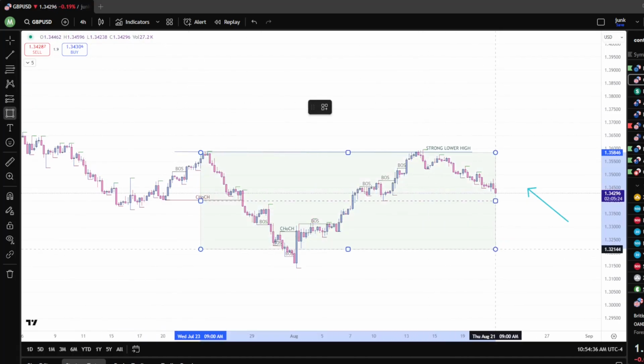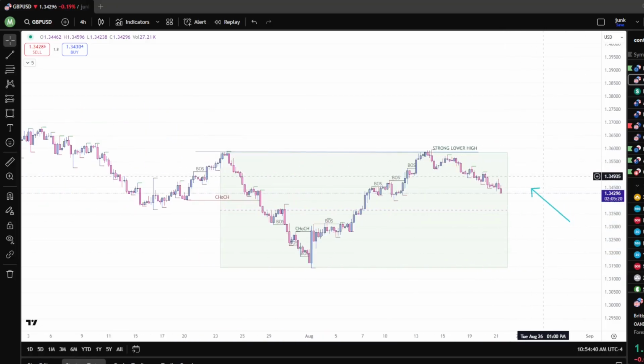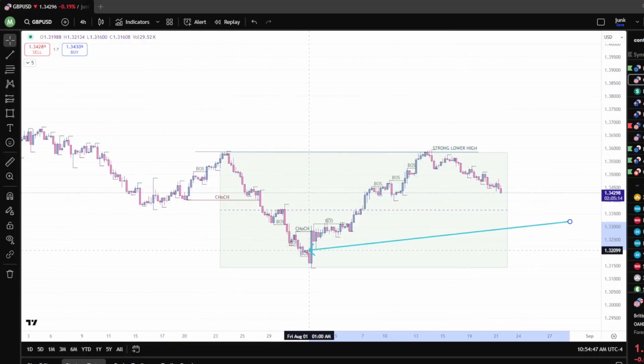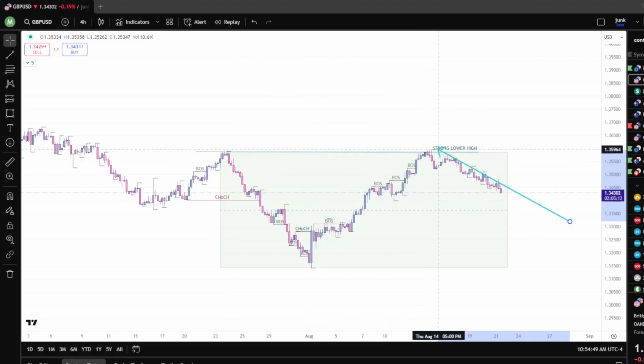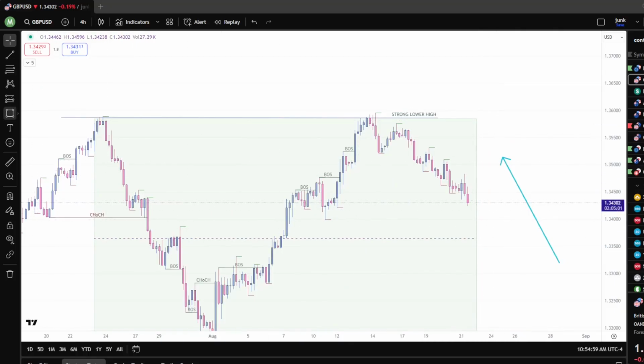GBP USD, let's go map out the current range. As we know, its swing structure is bearish, just like with Euro USD, with this being the strong lower high from the highs previously. Price retraced 100% back up to this lower high, and then sellers stepped back in. No real impulse, just corrective in nature as prices continue to push down. It's in this area of demand right now.